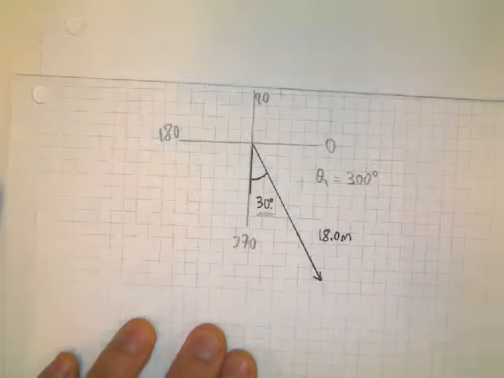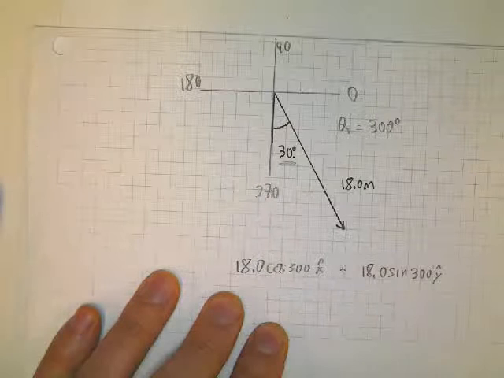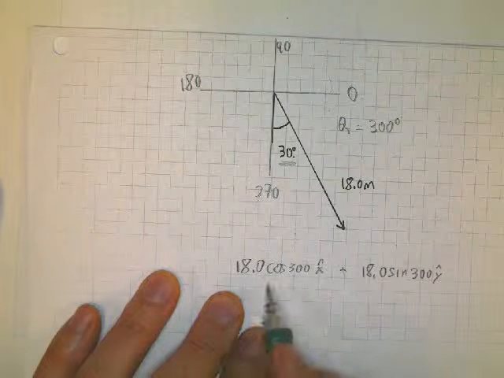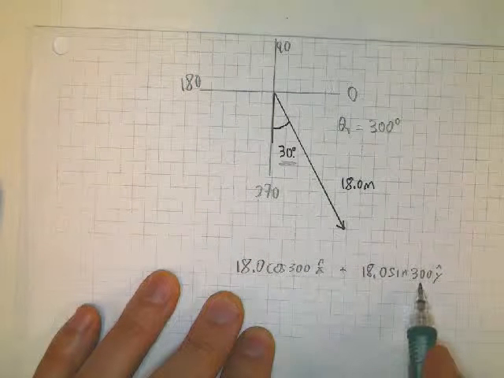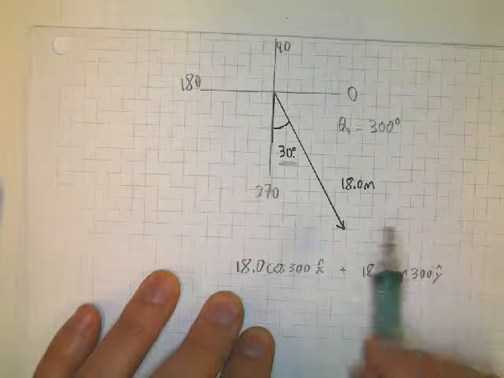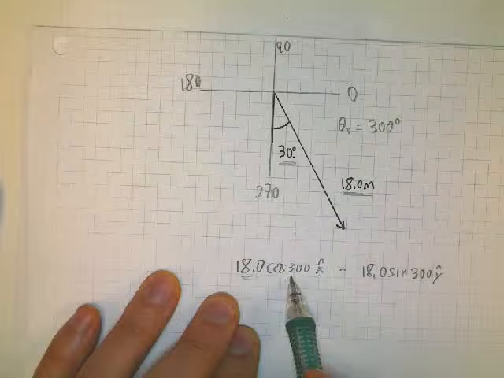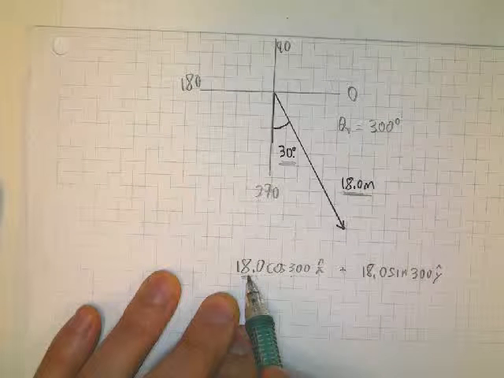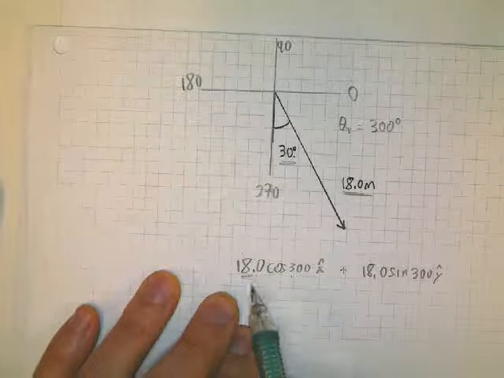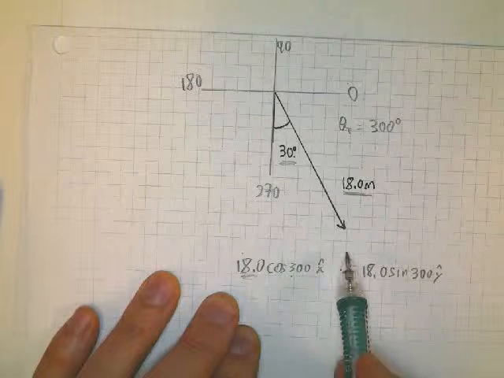And now we're all set. Our components are 18 cosine of 300 degrees in the x direction, 18 sine of 300 degrees in the y direction. 18 is our magnitude, so we just multiply it. These give us the coordinates on the unit circle, multiplied by any other radius, and we get the coordinates at the end of the point there.